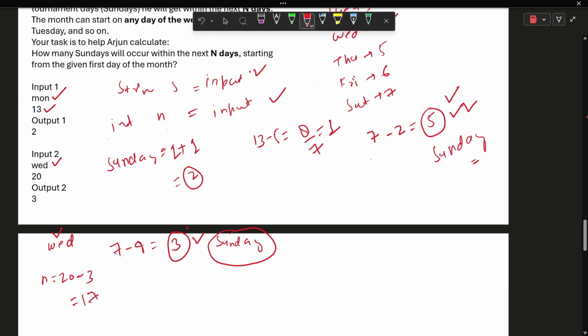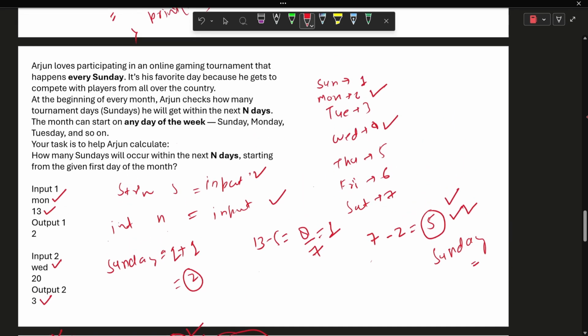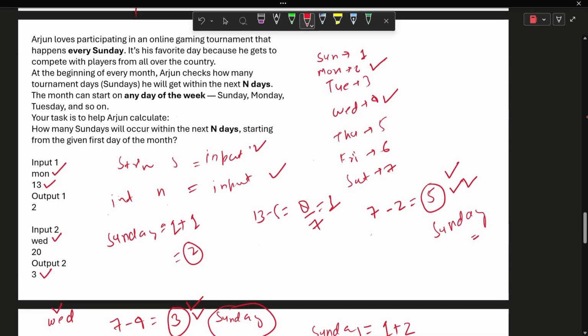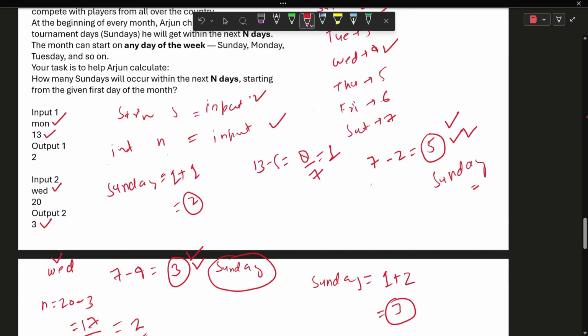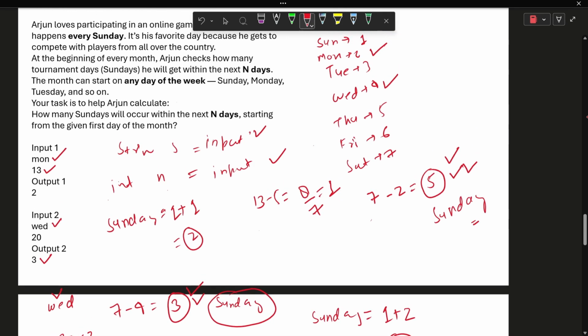So we subtract the first Sunday from this number. Now, what is the number of Sundays? We calculated 1. Total number of days remaining, 17, divided by 7. What is the answer? 2. We cannot consider 3, which is the remainder. Now 1 plus 2, actually 3. Total number of Sundays will be 3. This is the output. I hope you understand this question. This is an easy level question, and we can solve it in order of 1 basically, without any extra space.